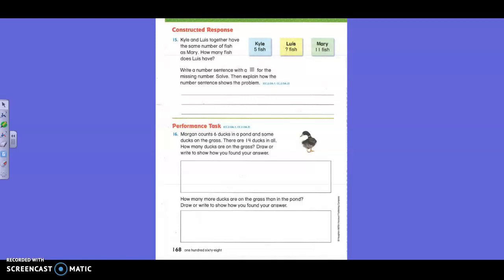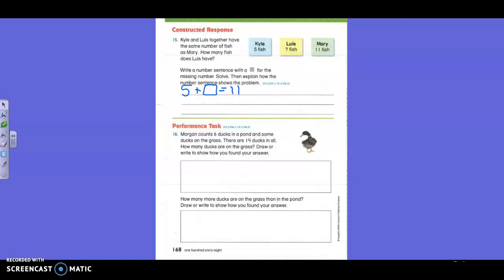So we say Kyle has how many fish? Kyle. Okay, for our number sentence, where do we write 5 then? At the beginning. 5. Okay, then what do we do? Plus. Now, do we know Lewis's number? No. So what do we do? Put a box. 5 plus box equals 11.